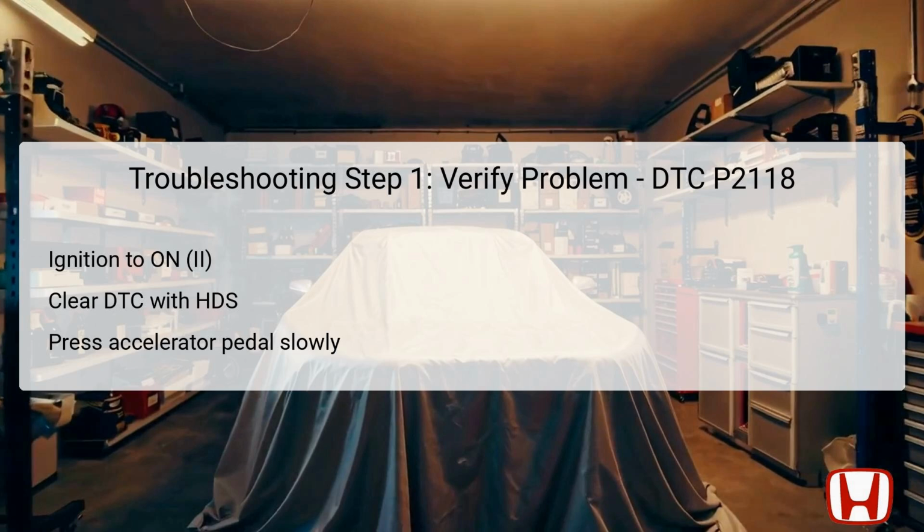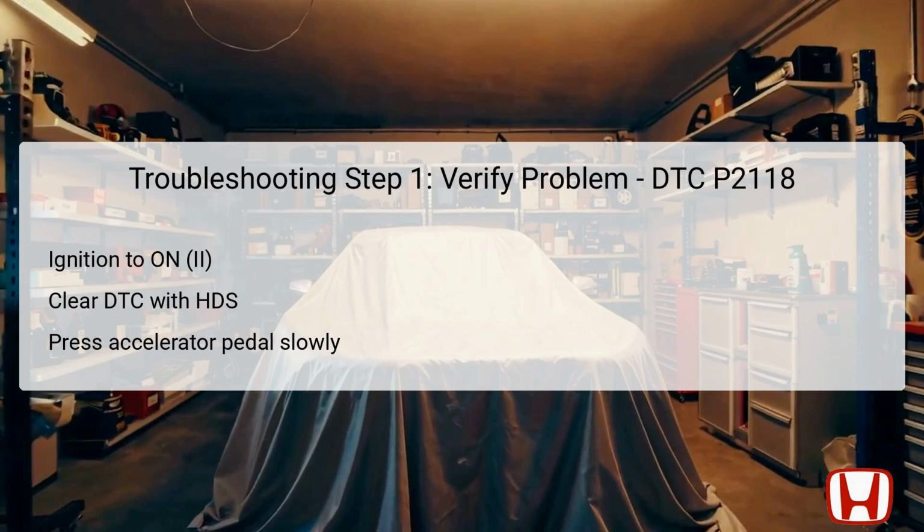The first step in troubleshooting DTC P2118 begins with verifying the problem. Start by turning the ignition switch to the on position, which powers up the vehicle electronic systems without starting the engine. Next, using the Honda Diagnostic System, HDS, clear any stored diagnostic trouble codes. It is imperative to reset the DTC so that you can capture new data accurately.